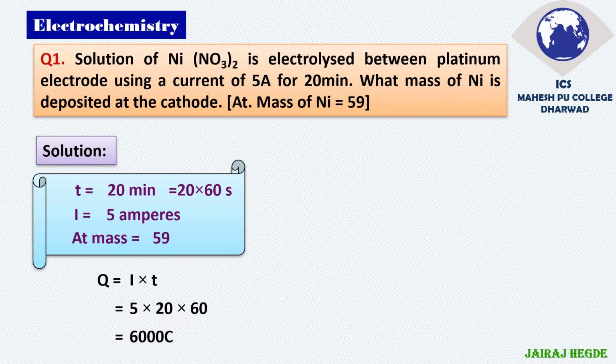Now we can solve it in two ways. Directly I can use the formula W is equal to Z I t, where Z will be equal to the atomic weight 59 divided by its valency 2, into 96,500, into 6000. I can directly take it in that way.